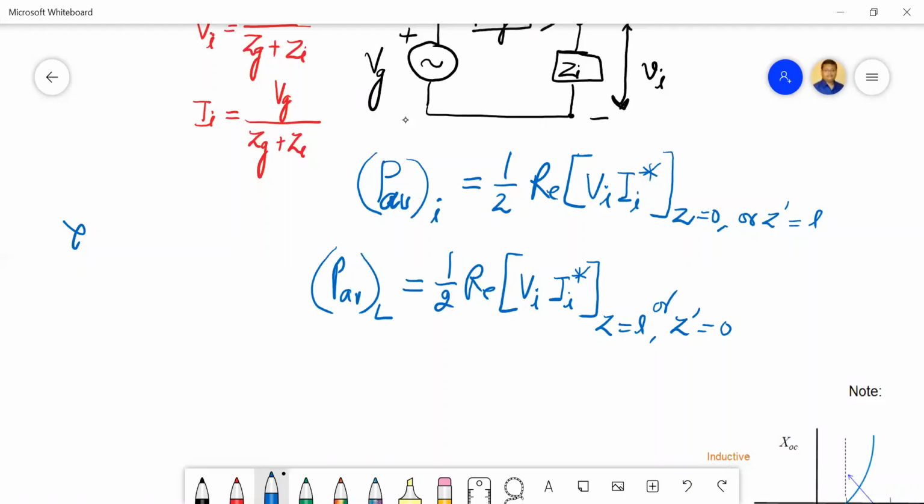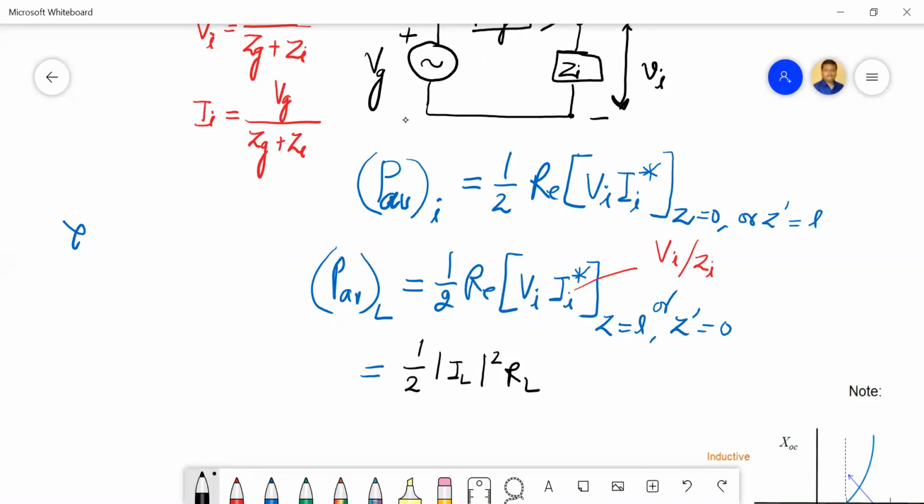Now we have certain expressions and we can simplify further. Vi or Ii could be written as Vi over Zi. If you solve this, finally I'm writing the final expression: half of mod of IL squared times RL. This is the power delivered to the load.